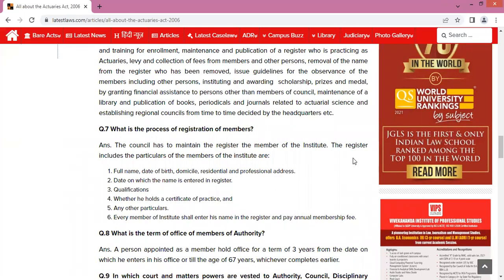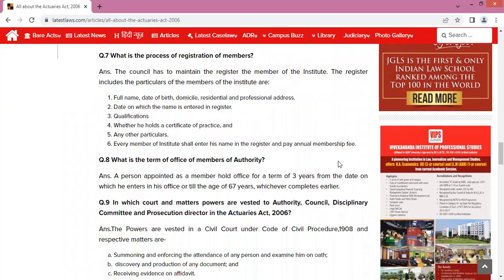Every member of the institute shall enter his name in the register and pay the annual membership fee, right? You need to pay the annual membership fee.